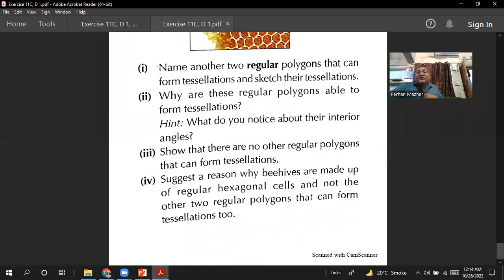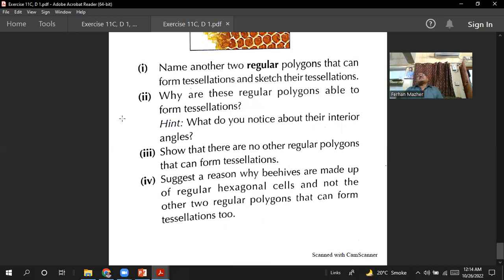So suggest a reason why beehives are made up of regular hexagonal cells and not the other two regular polygons that can form tessellations too. Remember, I have searched on this, and I have seen some videos on YouTube about why the bees make their hives in hexagonal shapes. So I came to know, and you can also watch the videos, why the bees make their hives in hexagonal cells.